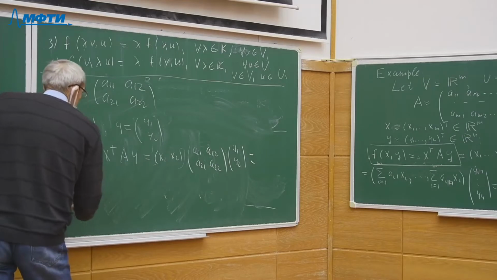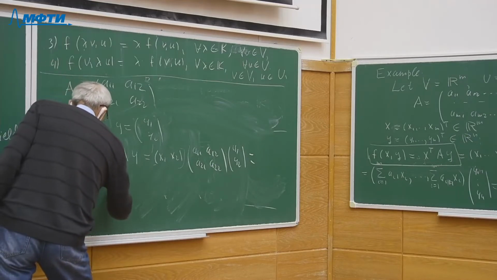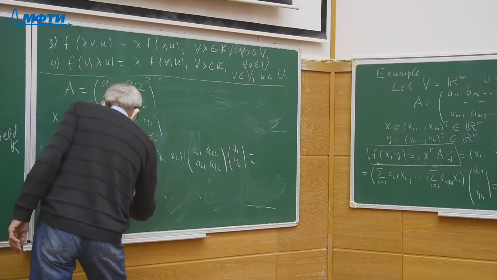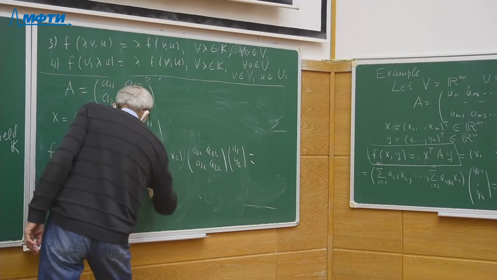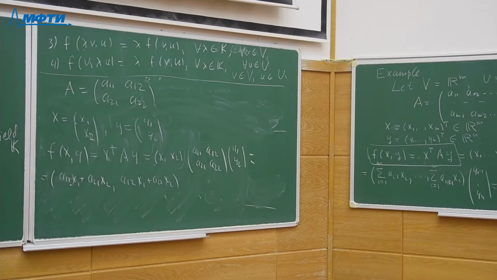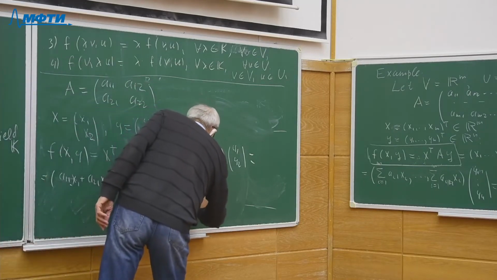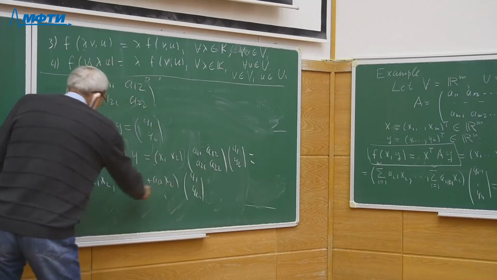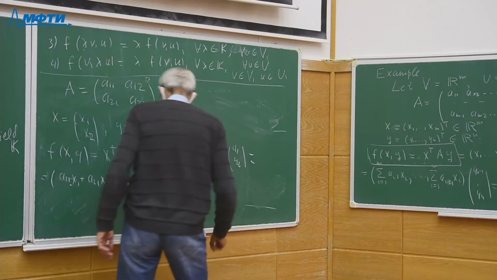A11 x1 plus A21 x2. The second element, A12 x1 plus A22 x2. Do you understand it? Yes or no? Yes. And we multiply this row by this column. And what do we obtain?